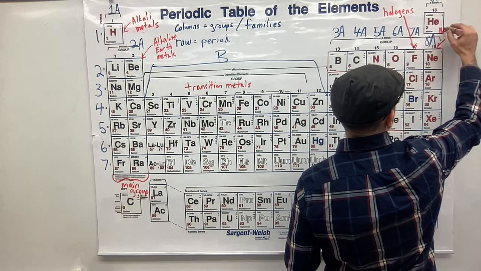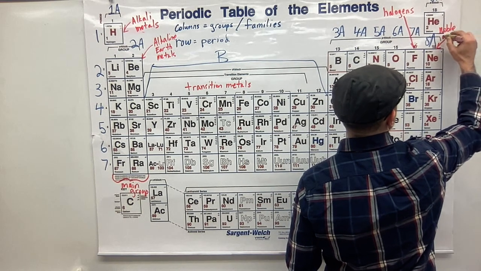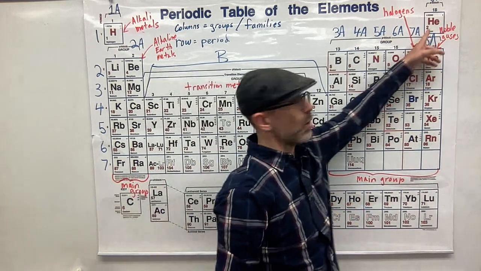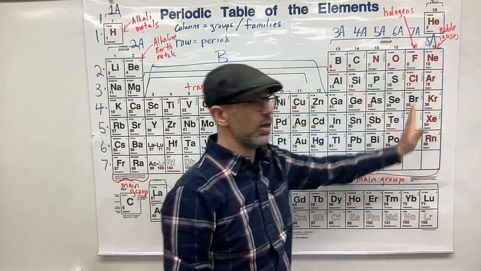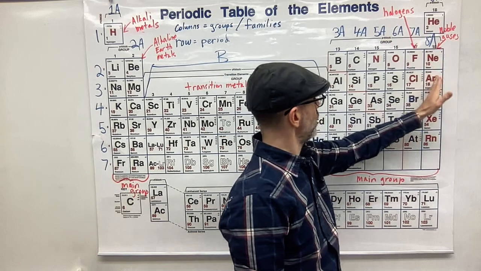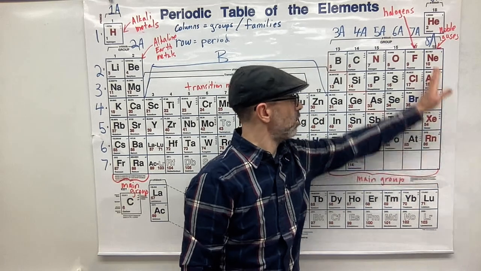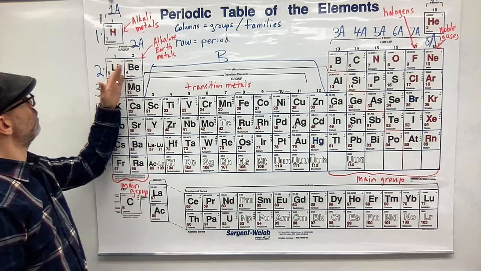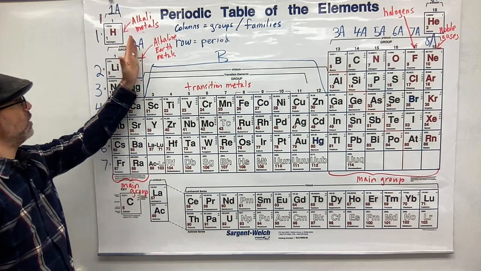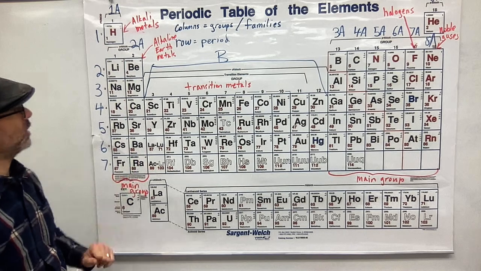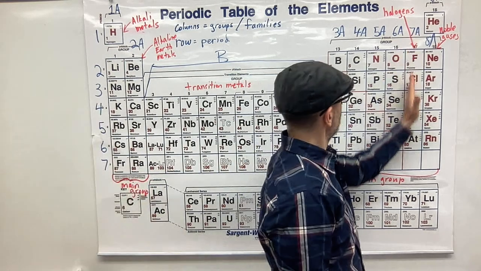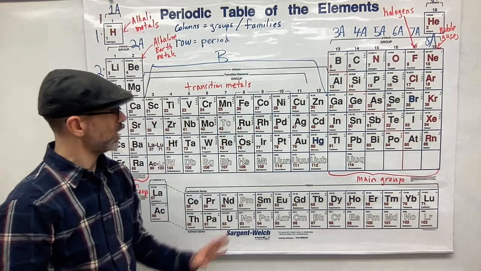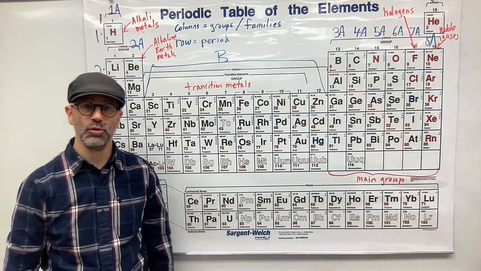So noble gases. That includes helium as well. Didn't mean to leave helium out. So helium, neon, argon, krypton, xenon, radon, all of these are the noble gases. So those are the four. So we have alkali metals, group 1, group 2A, alkaline earth metals, group 7A, halogens, group 8A, noble gases. Okay, so far so good.